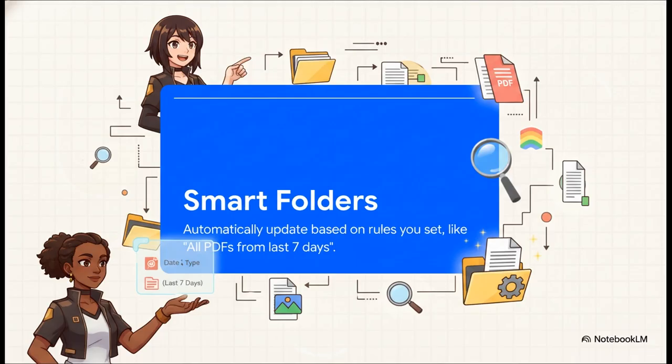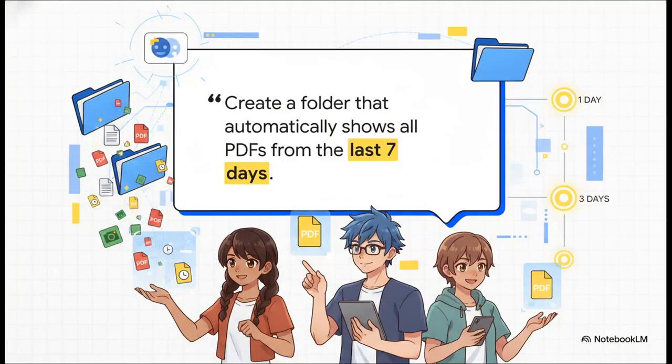You set the rules, like show me all files of this type, or from this date, or with this keyword, and the smart folder automatically and constantly finds every single file on your Mac that matches, all in one place. Just imagine this for a second. You create a folder that automatically shows you every single PDF you've opened or changed in the last week, no matter where you saved it, or maybe all images taken with a certain camera. The possibilities here are just endless.